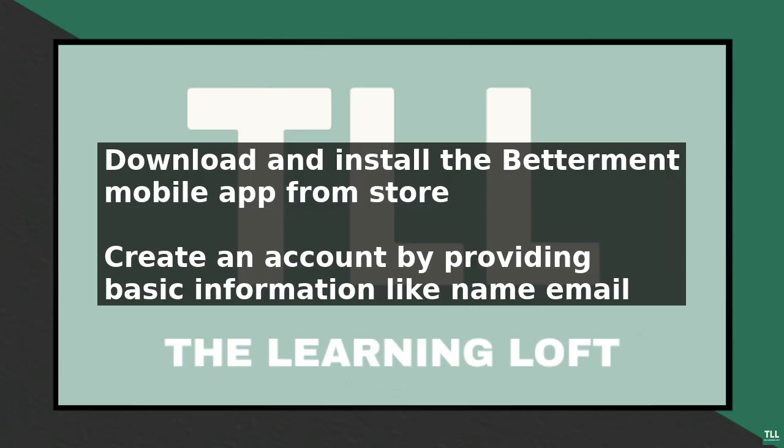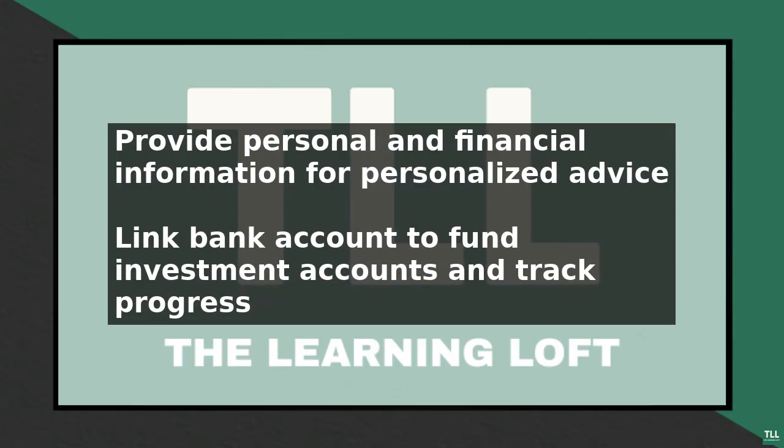First, download and install the Betterment mobile app from the App Store. Once installed, open the app and create an account by providing some basic information such as your name, email address, and password. After creating your account, you will be asked to provide some personal and financial information, including your income, expenses, and financial goals. This information will help Betterment provide you with personalized investment advice and recommendations.